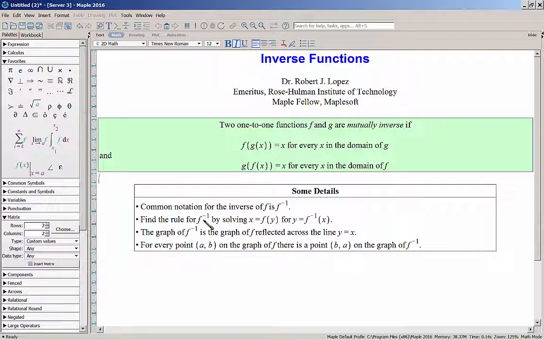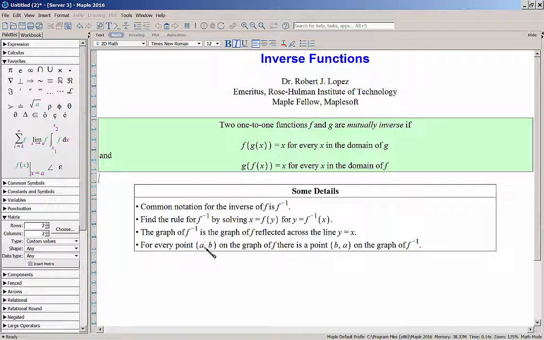Now, to find the rule for an inverse function, you can try this. Set x equals f of y and solve for y. What results will be the rule of the inverse function. If you graph the inverse function and the function, they will be the reflections of each other across the line y equals x.